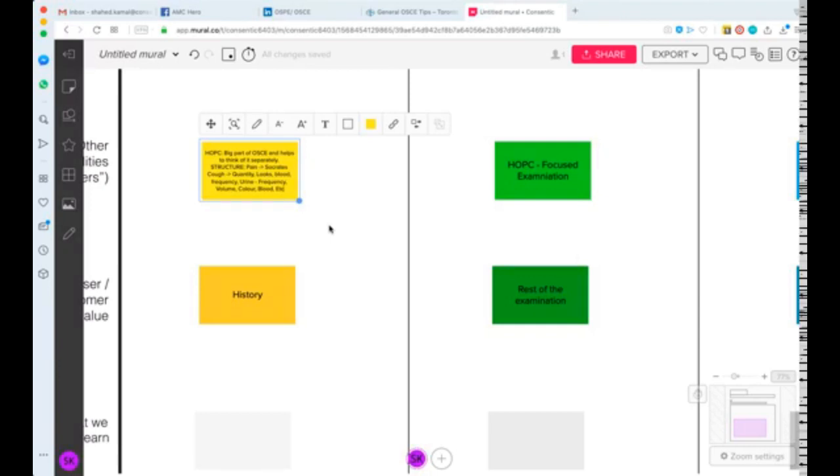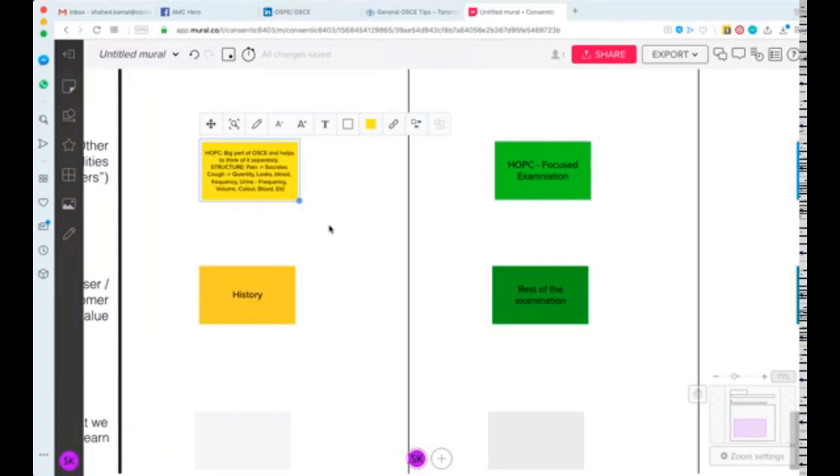Your past history, family history, medications, allergies is like a small box on the bottom. What's the chunk in the middle? History presenting complaint. And I can tell you, after having examined people doing OSCEs, that's where the money is. Even if you don't do consent, you give the benefit of the doubt, who cares?